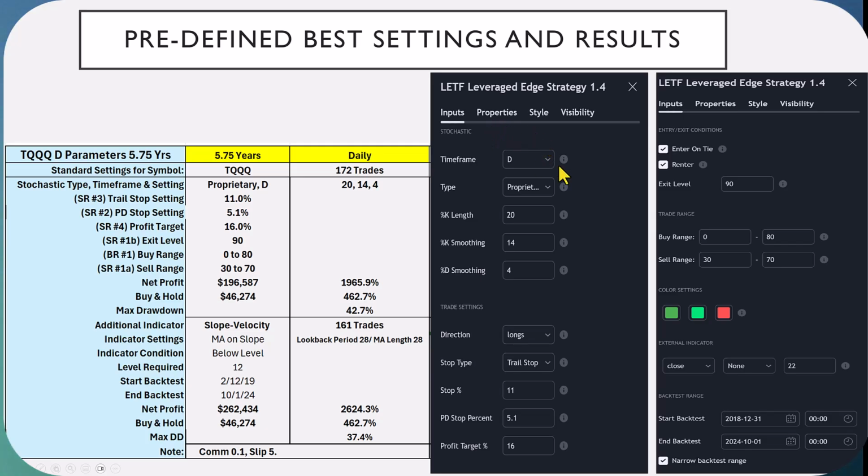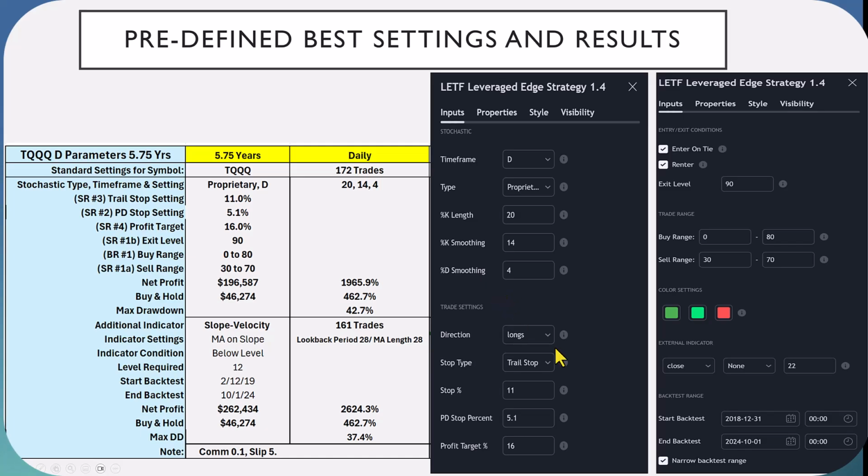This is that settings tab, the upper half of it and then the lower half, because I couldn't fit it all in one screen, just too long. But you can see how these kind of correspond with what we have over here. This is the symbol, the TQQQ, and we have a stochastic type proprietary and D for daily. So here's your D for time frame and proprietary stochastic. And then we've got the settings over here, 20-14-4, which is input here.